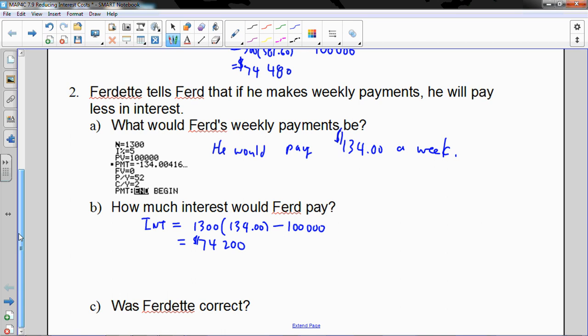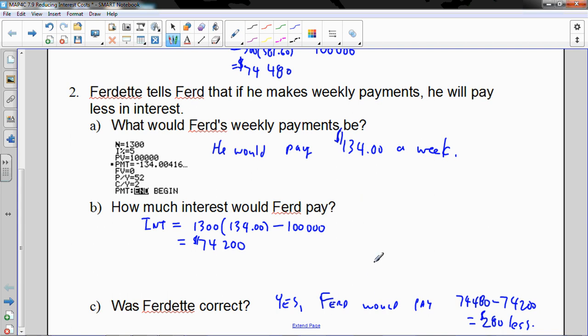So was Fredette correct? Well, notice for monthly payments, his interest was 74,420, and this is a little bit less. So yes, Fredette would pay $280 less, and that's just if he chose to make weekly payments instead of monthly payments.